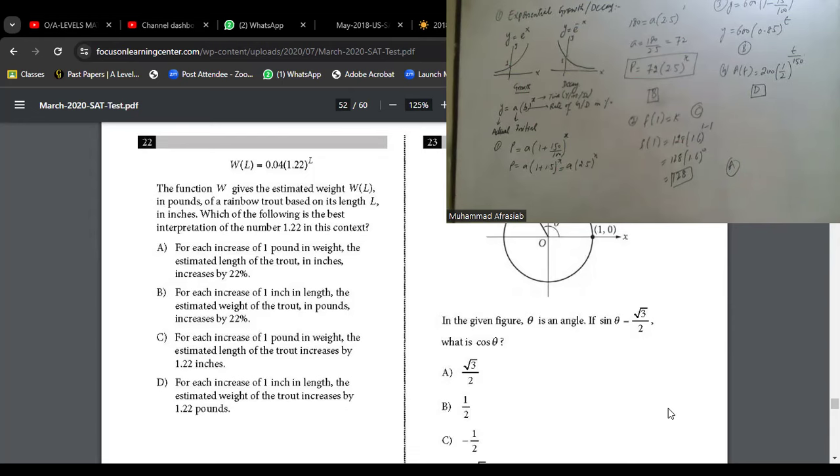B part, the increase in inches of the length, the estimated weight, is not correct, because weight is not increasing, it is the increase in the length of that. The same for C and D parts. So part A is the correct answer for this portion.